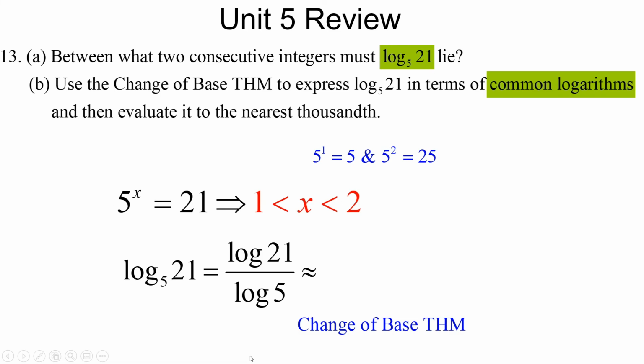Then I get my calculator out and punch this out: common log of 21 divided by the common log of 5. And that is going to be approximately just what we thought. They wanted that to the nearest thousandth, so that'd be 1.892 approximately. Exactly what we thought. That would have to be between 1 and 2 and much closer to 2.